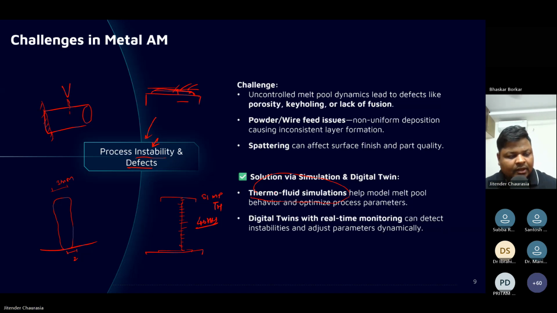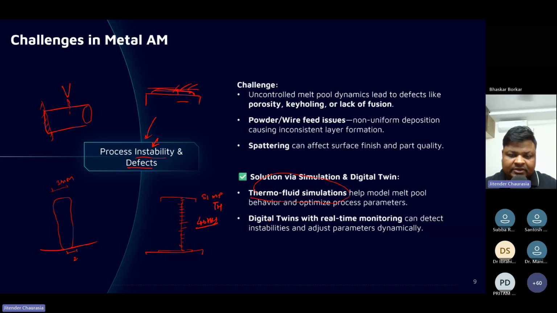So instead of doing it on the machine, because these are all expensive processes, your powder is expensive, your machine running cost itself is expensive. So it's good to have a thermofluid simulation or a thermomechanical simulation. Again, it depends how much intricacy you want. Run it and check it. How is the temperature increasing layer by layer? So this is how the simulation works.